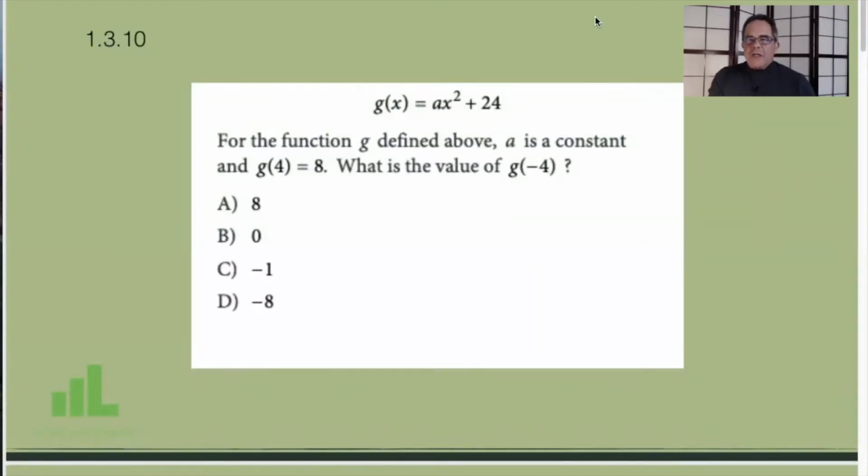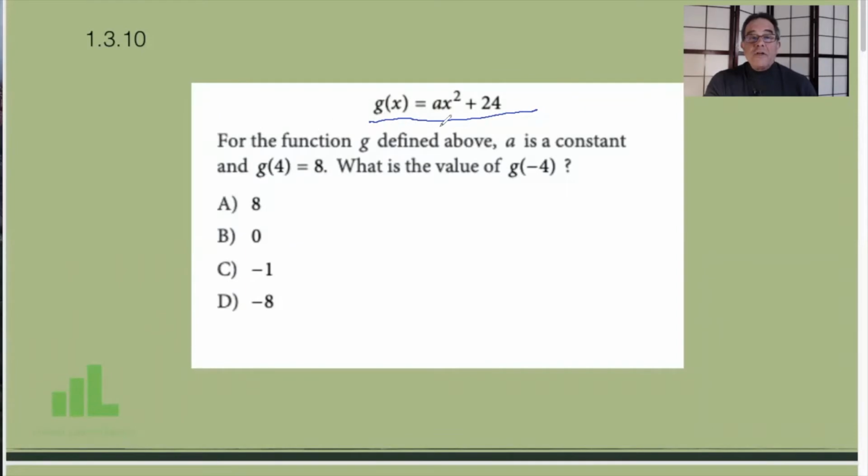Here's a function question. Notice, as we said before, they give us the equation right here. G of x equals ax squared plus 24. If we look at that equation, we say right away, I've got a problem. I have two variables. I can't solve for two variables. So they have to give me the information I need. Let's go see what they tell us.